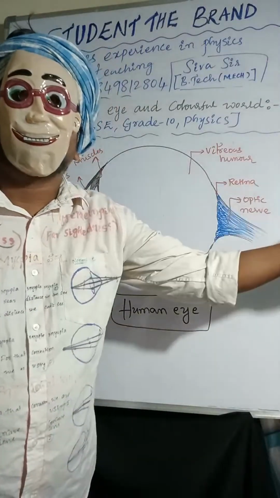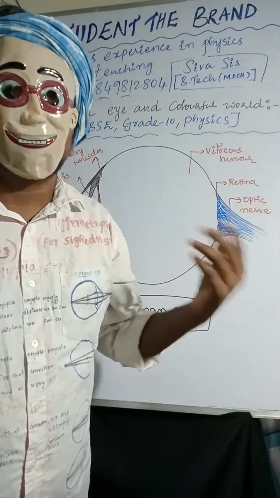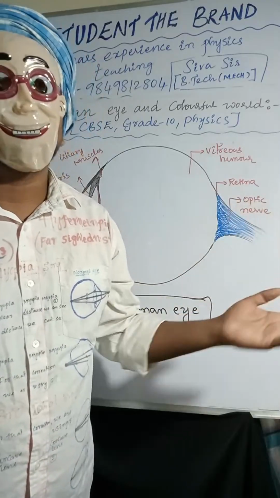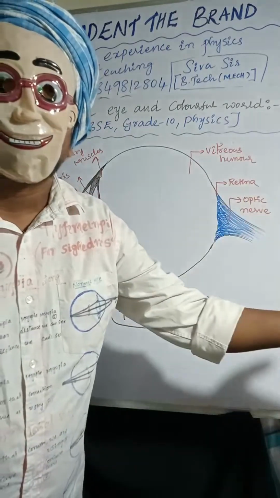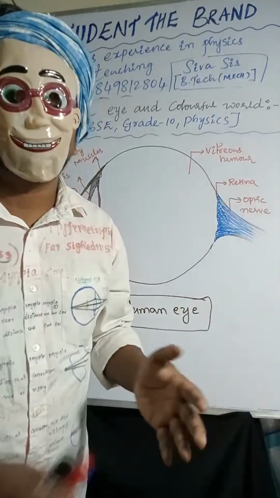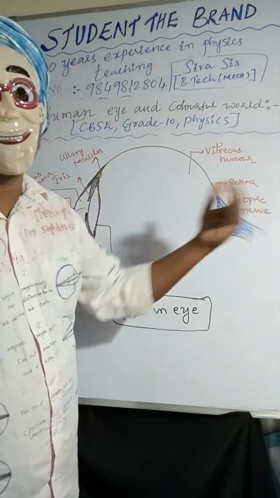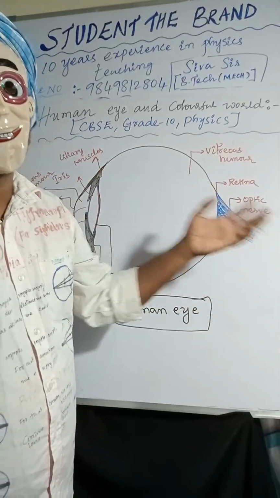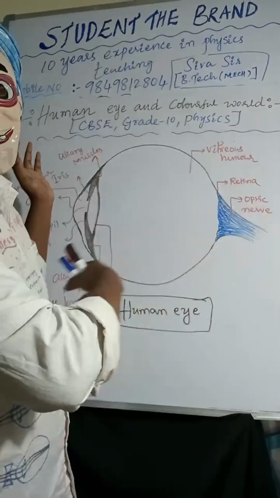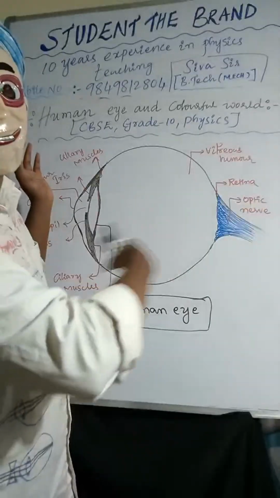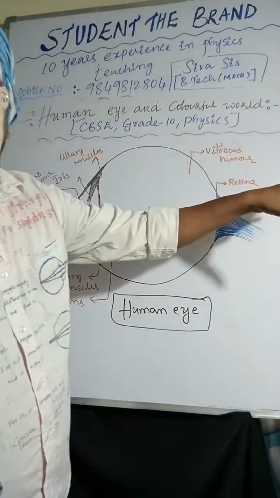When you are seeing a far distance object, the thickness of the eye lens will be less, so the eye lens will be thin and the focal length will increase. By that we are able to see far distance objects. So for a near distance object, eye lens thickness will be more and focal length will be less. If you are seeing a far distance object, the eye lens becomes thin and the focal length increases.